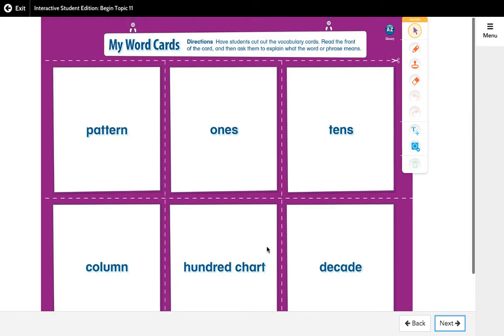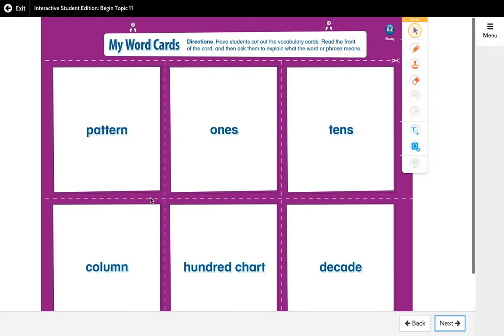So we have vocabulary words that start every lesson. We've been talking about these vocabulary words for quite a while now. Some of these are new, so these ones on the bottom are new, but the students have learned the words pattern, ones, and tens. So in this example, the kiddos are going to be cutting the vocabulary cards out, okay? And then, again, it's a vocab card, it's a flashcard, so the word is on the front, the definition is on the back.